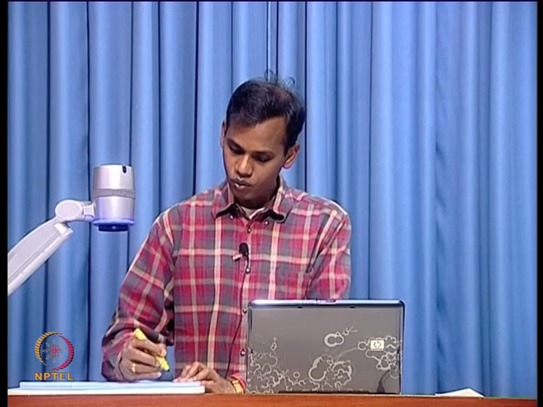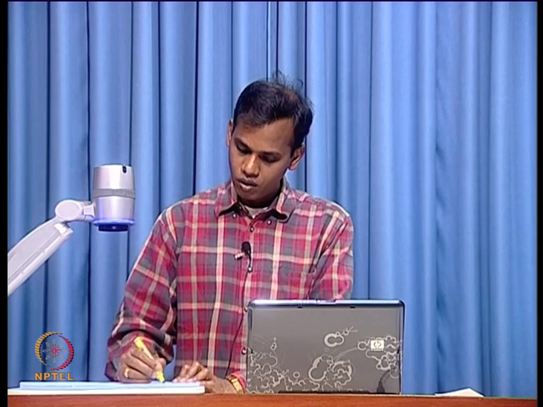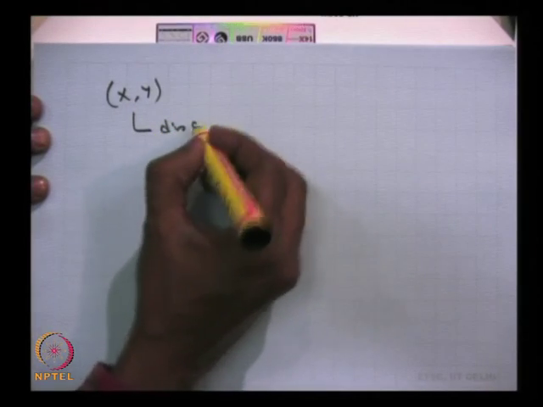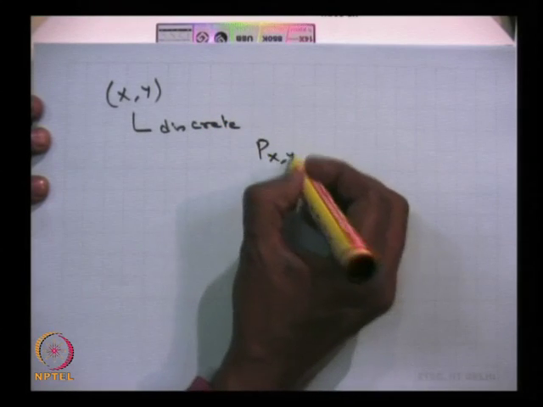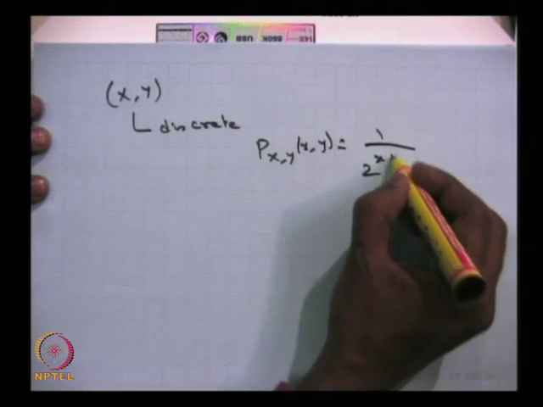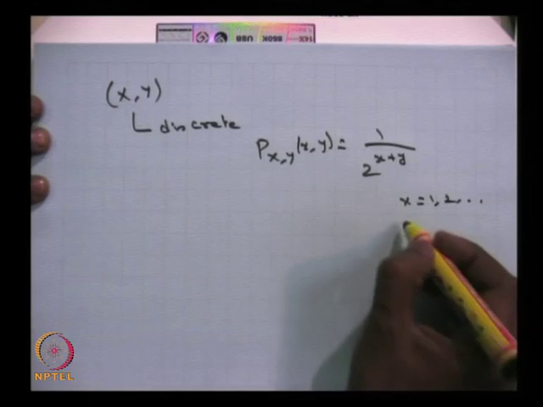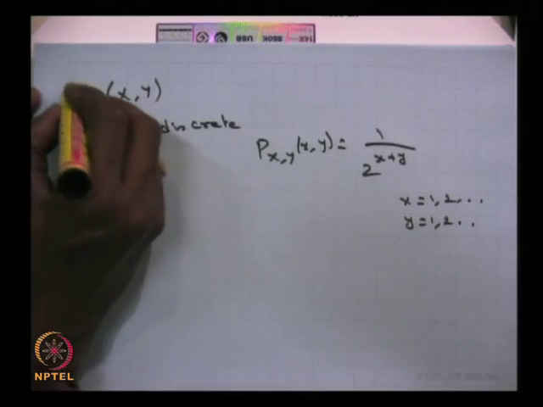So before I go to another concept, let me give a few examples. I have already given one for when both the random variables are of a discrete type: a joint probability mass function of 1 divided by 2 power x plus y, where x takes the values 1, 2 and so on, and y takes the values 1, 2 and so on. This is a joint probability mass function example.